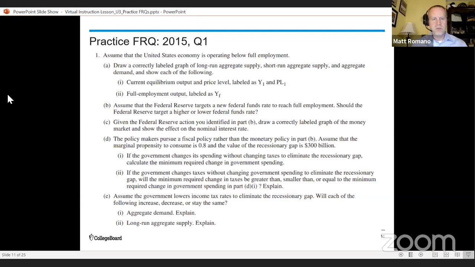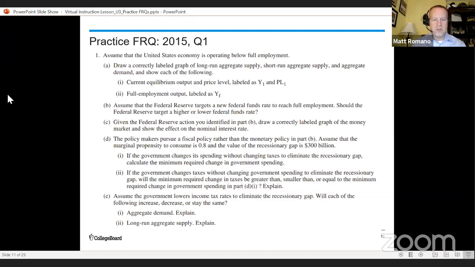So here we have a question from 2015 Q1. It starts out by telling us, assume the U.S. economy is operating below full employment. And I'm going to remind you again, there's always something in that first sentence that we're going to need down the line. It should be pretty clear what we're going to need. They're going to ask you to draw ADAS. You've got to draw it. You've got to draw it correctly.